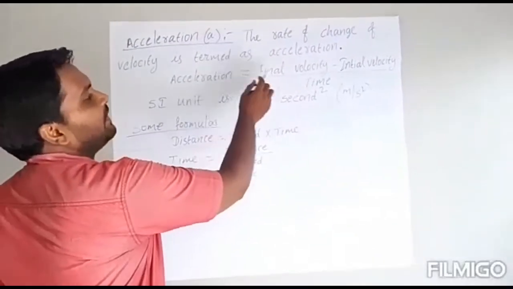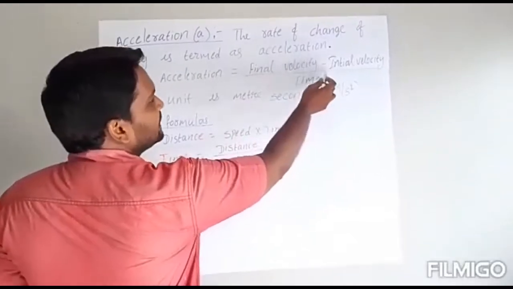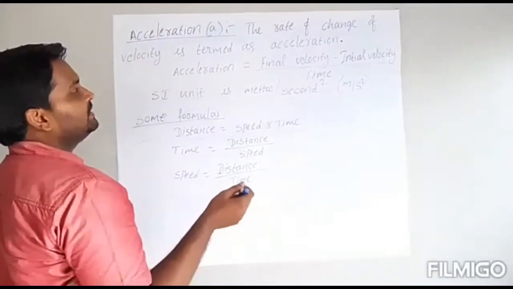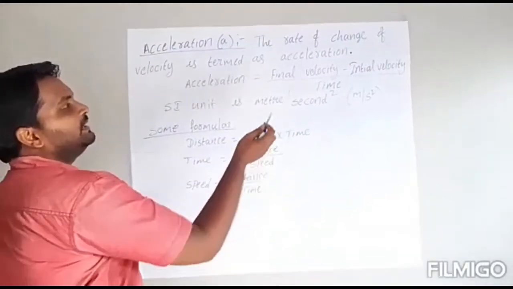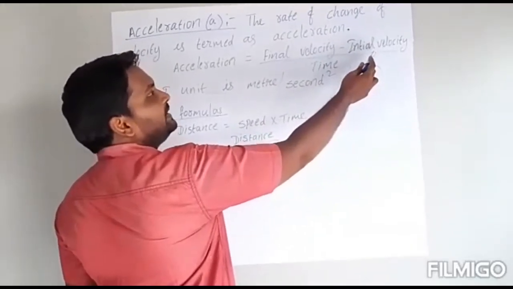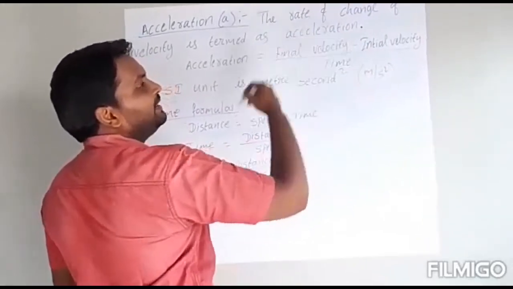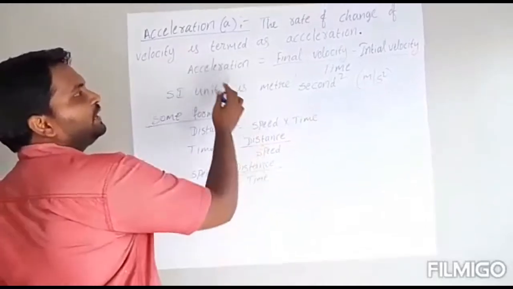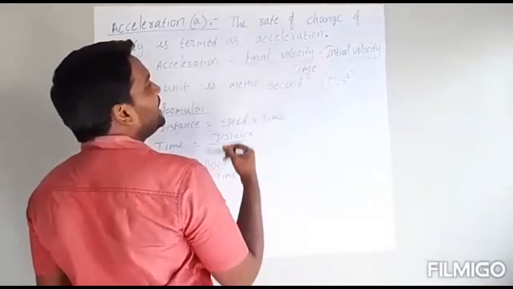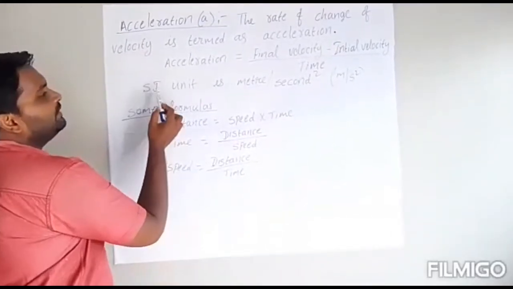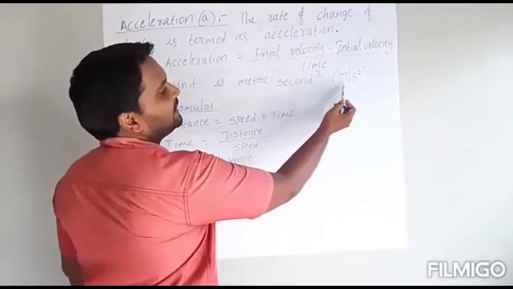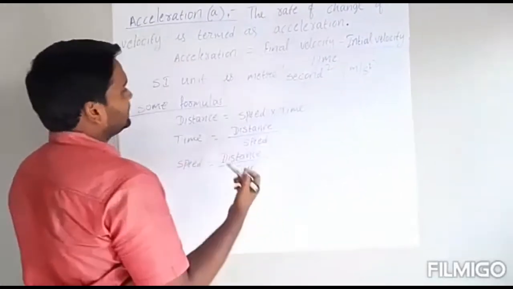Acceleration is final velocity minus initial velocity divided by time. They will give some calculations to find the acceleration. They will give the values: the final velocity is this much, the initial velocity is this much, and the time is this much. Now find the acceleration. If they ask you, you can use this formula: final velocity minus initial velocity divided by time. The SI unit of acceleration is meter per second square, which we denote by m/s².